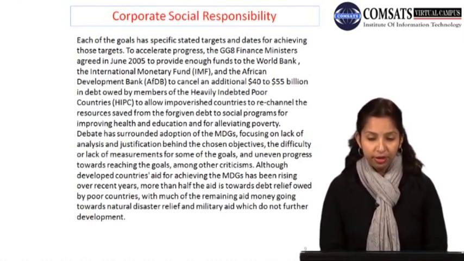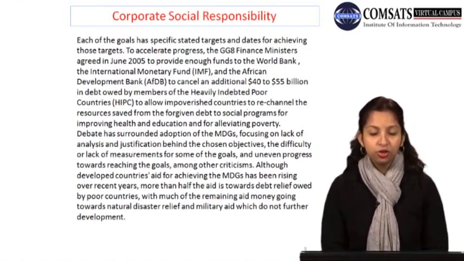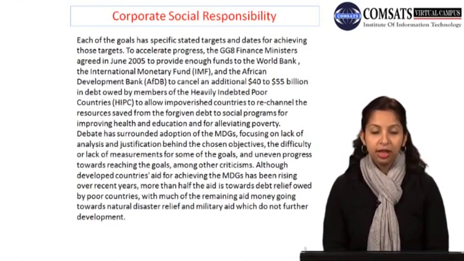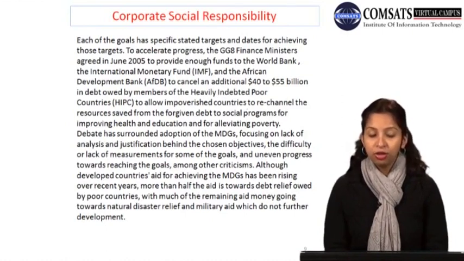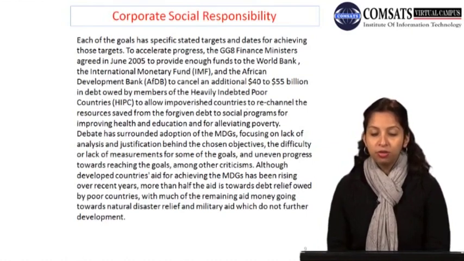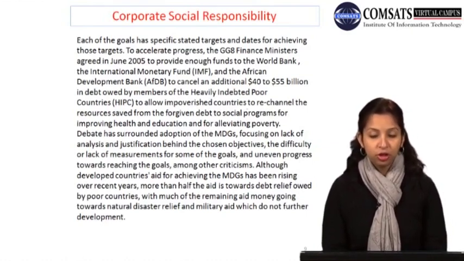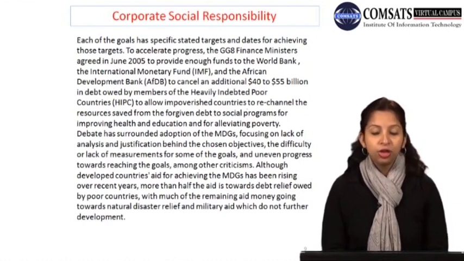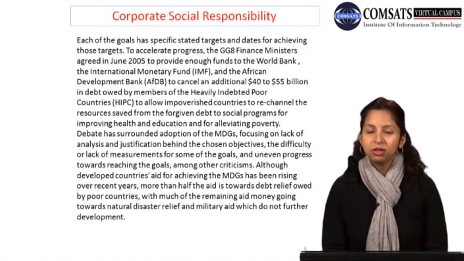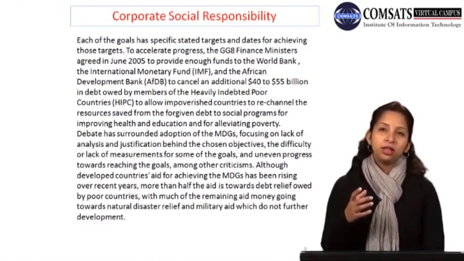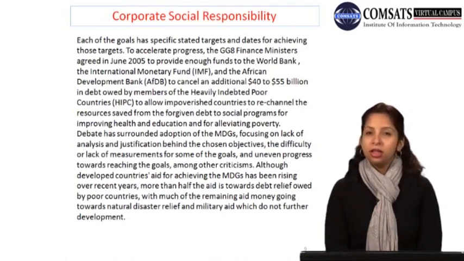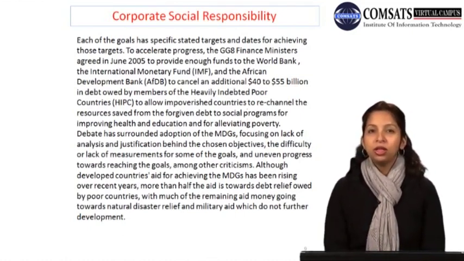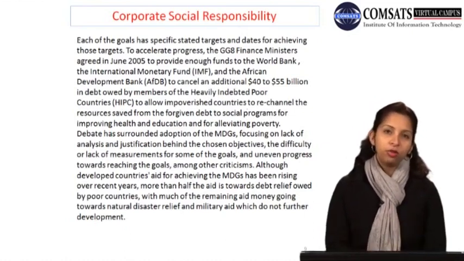To accelerate progress, the G8 finance ministers agreed in June 2005 to provide enough funds to the World Bank, the International Monetary Fund and the African Development Bank to cancel an additional 40 to 55 billion in debt owed by members of the heavily indebted poor countries, to allow impoverished countries to rechannel the resources saved from the foreign debt to social programs for improving health and education and for alleviating poverty. So what happened, what were the initiatives taken so that the chances ke in sare Millennium Development Goals fulfilled ho jaye? What were the things done ki aapki goal achievement accelerate ho jaye.